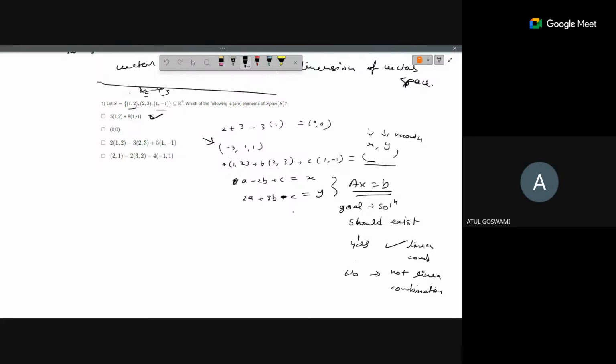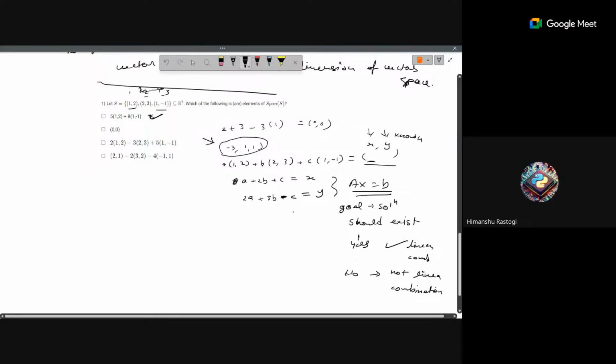I mean, you can do this calculation very fast. What is the goal? The goal is to find the solution for this system. So you can do this process very fast and find the solution. This is the solution set, minus 3, 1.